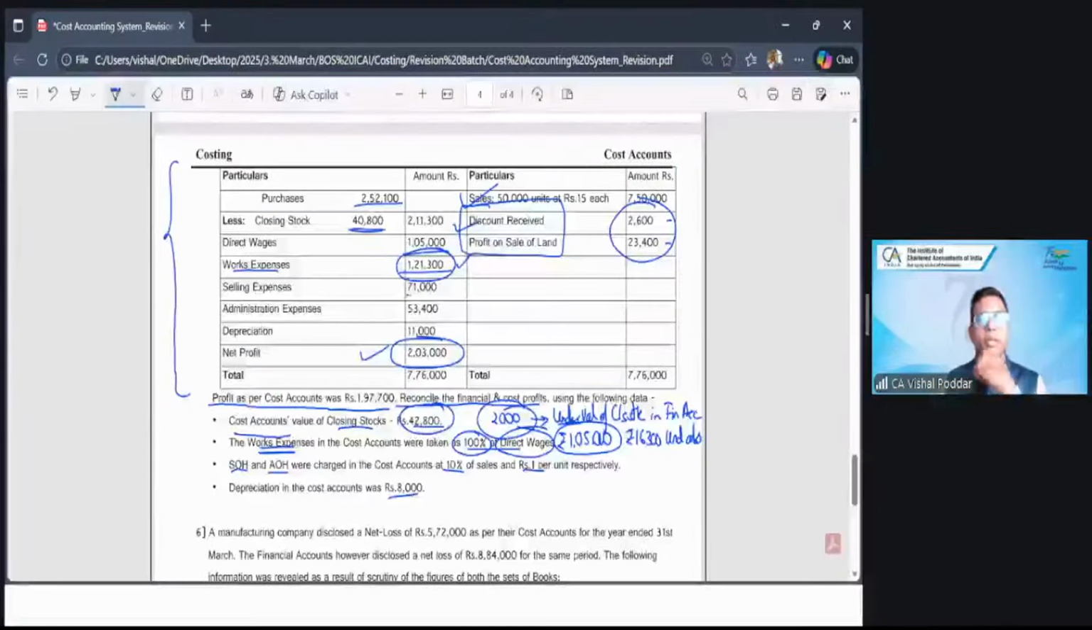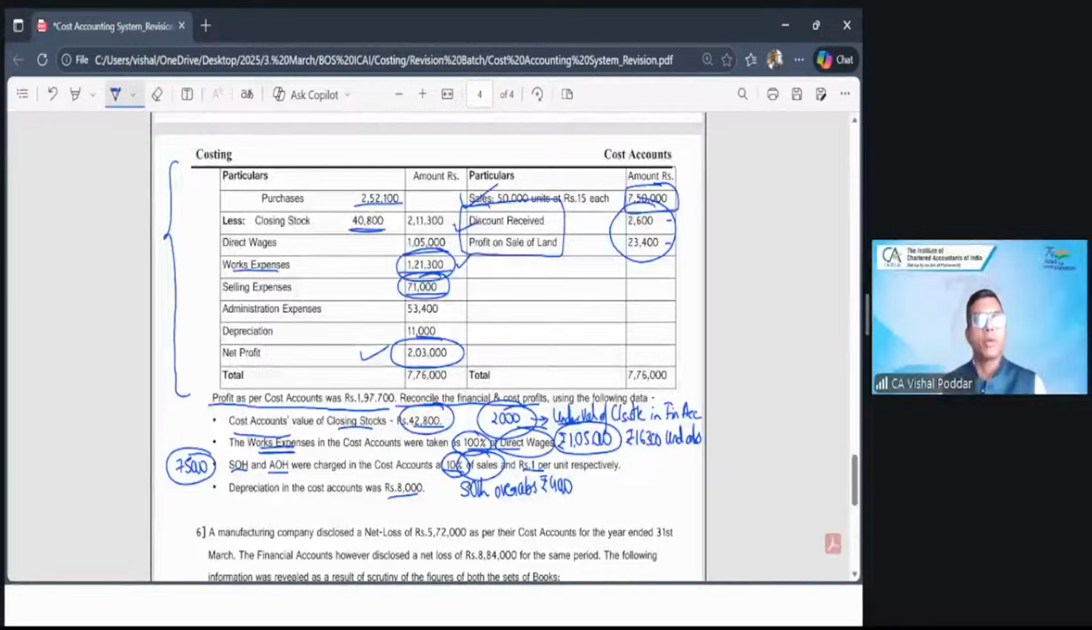Next, selling expenses is 71,000 here, and here it is 10% of sales. So 10% of sales will be, sales is 750, so selling overheads will be 75,000. Now, if selling overheads are 75,000 and here it is 71,000, what is the adjustment that I'm getting? The adjustment is selling overheads are over absorbed. How much? 4,000. That is the difference between selling overheads.